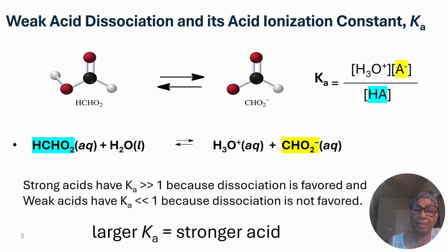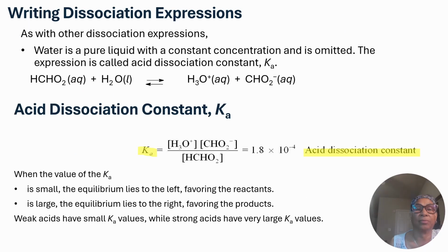Formic acid, in this example, is a weak acid that dissociates in water to form hydronium ion, H3O+, and formate ion, here highlighted in yellow. As with other dissociation expressions, the molar concentration of the products is divided by the molar concentration of the reactants. And since the change in water concentration is so small, it is neglected.